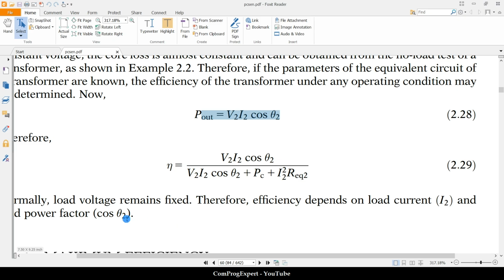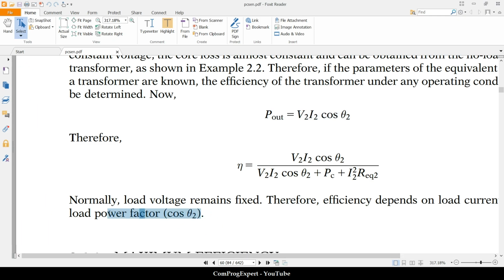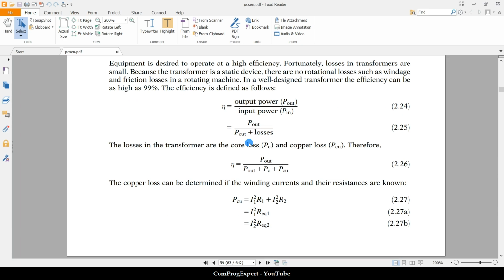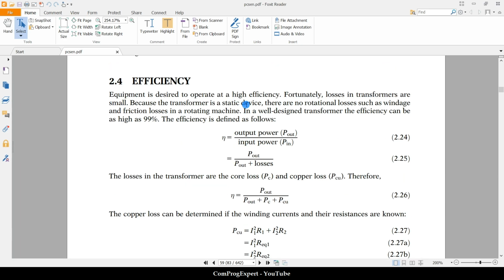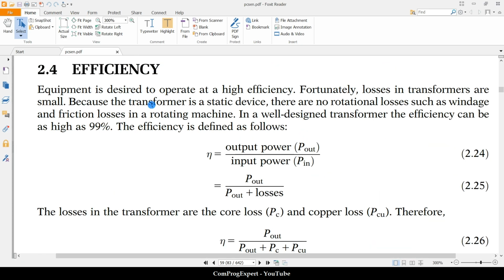The theta 2 is the load power factor. So this note is also important because the transformer is a static device. There are no rotational losses such as windage and friction losses in a rotating electric machine.